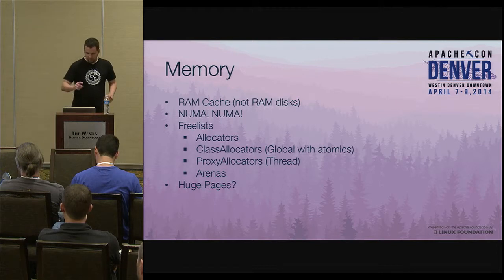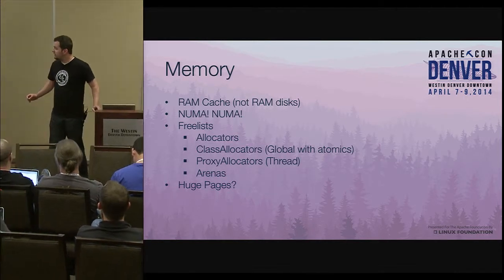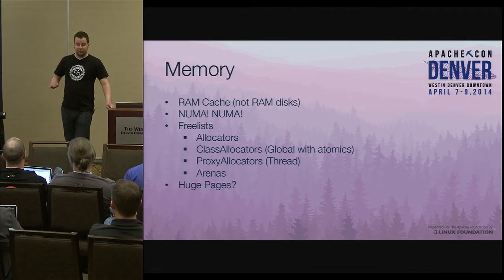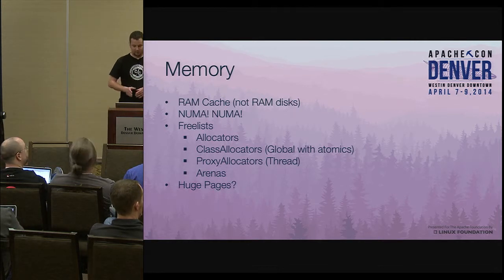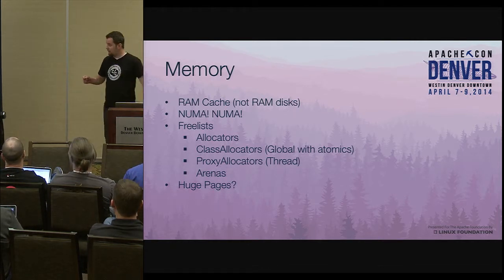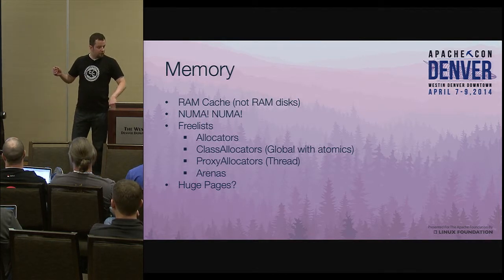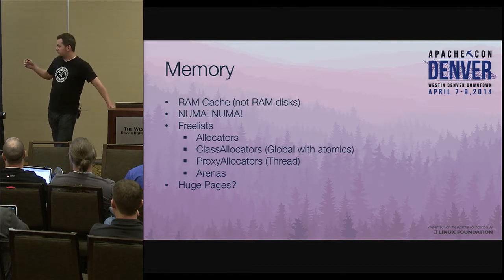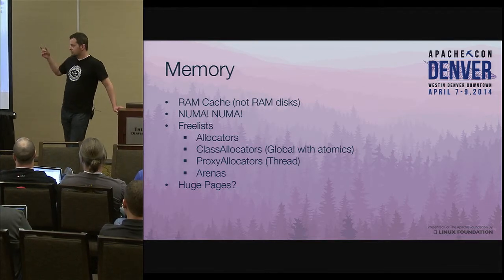I'll actually go into the free list and the atomic operations a little bit more in the next slide. We also have proxy allocators, which are essentially class allocators, except they're per thread. And since they're per thread, we don't have to have any locks on them or any atomics. They're always set to that one particular thread. And the proxy allocators get their memory from the class allocators. So the class allocator will allocate, say, 128 chunks of memory all of a certain size for your class. And then when the proxy allocators need memory, they just go to the class allocators.